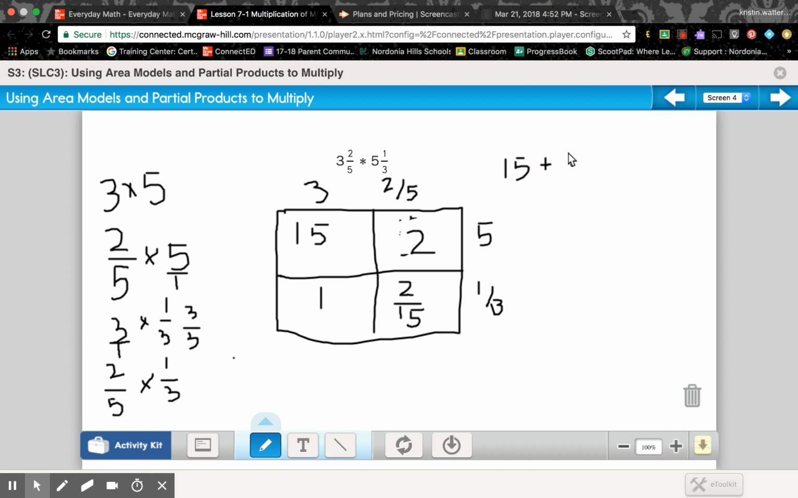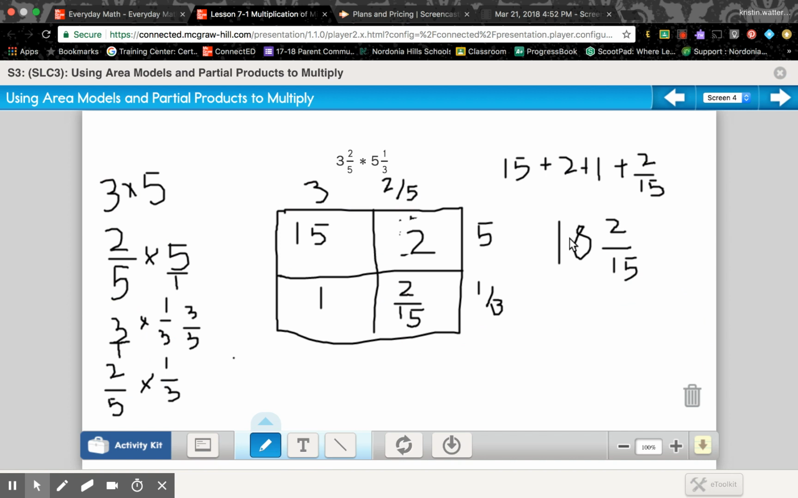plus 2 plus 1 plus 2/15. So in this case, we did not have to find a common denominator, so not as much work as the last one. So 15 plus 2 plus 1 gives me 18 and 2/15. So my answer for 3 2/5 times 5 1/3 is 18 and 2/15.